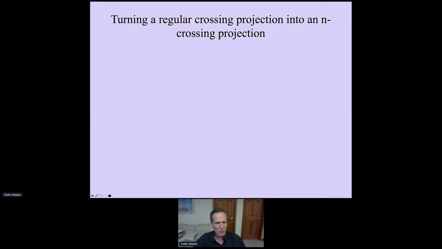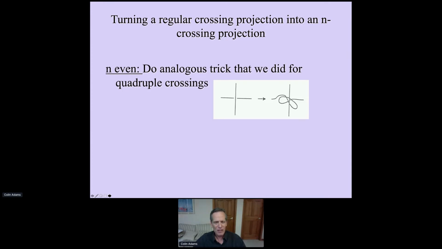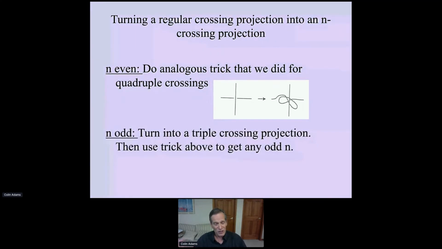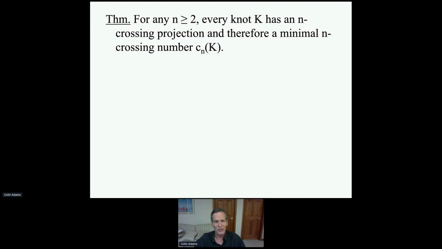And I'm going to use the same trick when n is even. Namely, I'm just going to take the under crossing and do the loop-de-loop, only I'm going to have a couple extra loops in it, and that will work to show that it has an n crossing projection for every even n. That actually is easier than the case of the triple crossing, by the way. But when n is odd, I'm going to first turn it into a triple crossing projection using that folding that we showed before, and then I'm going to use this trick to get any odd n. So the answer is yes, every knot has an n crossing projection for every n, and therefore a minimal n crossing number.